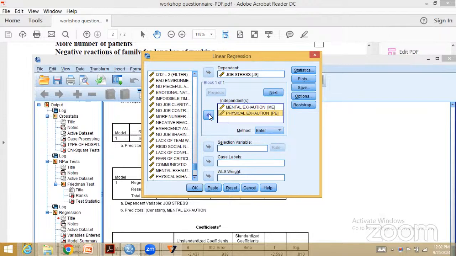Job stress, dependent variable. In the last example, we had one independent variable, mental exhaustion only. Now we add physical exhaustion, and we have two independent variables here, mental exhaustion and physical exhaustion. Therefore, this is a multiple regression, not a simple regression. Why? Because we have two independent variables. Click OK.